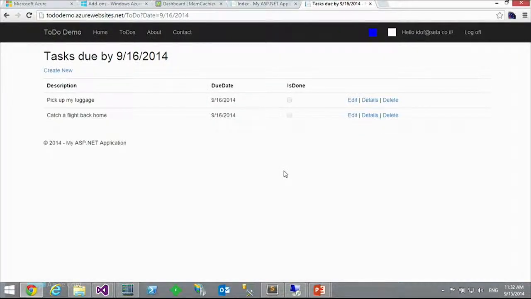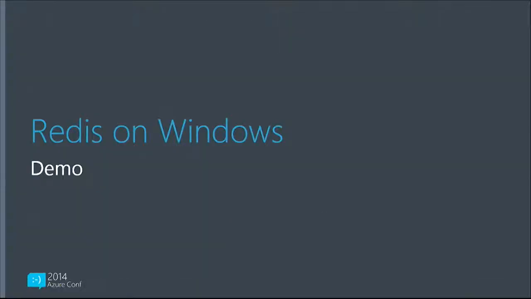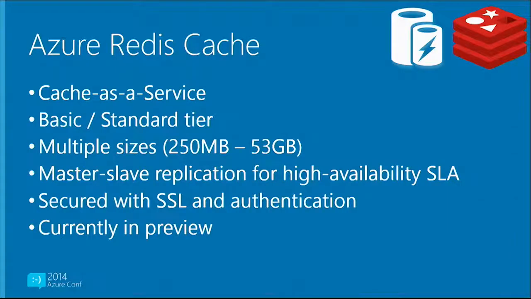So as you can see, installing Redis on a VM is not that hard. We can actually run it as a Windows service. But instead of doing that, what we will probably want to do, if we want to use Redis, is to use Redis as a cache service.